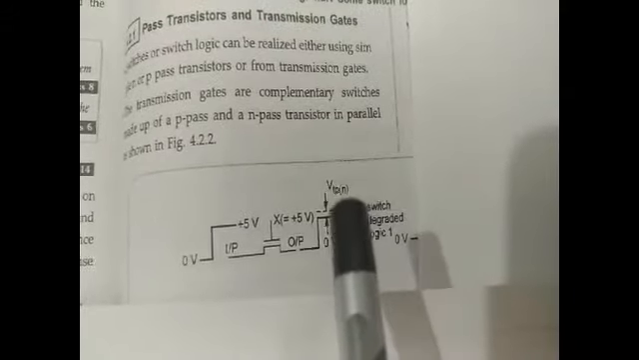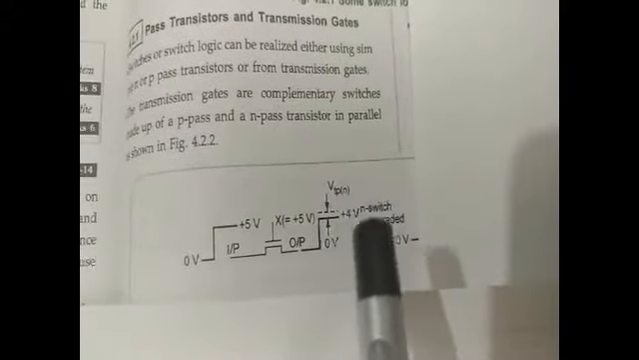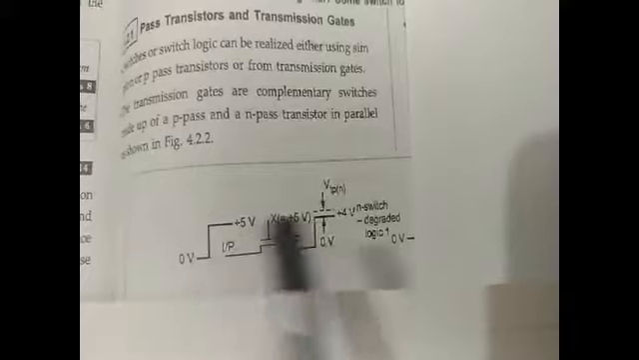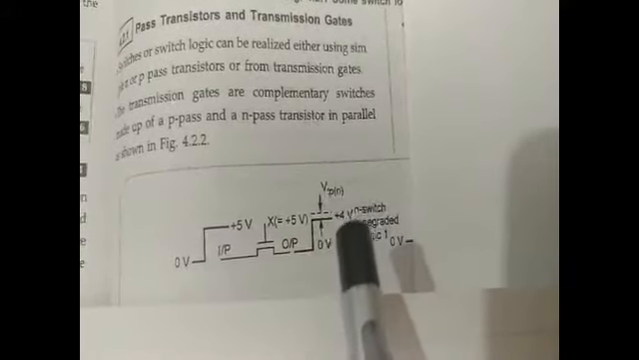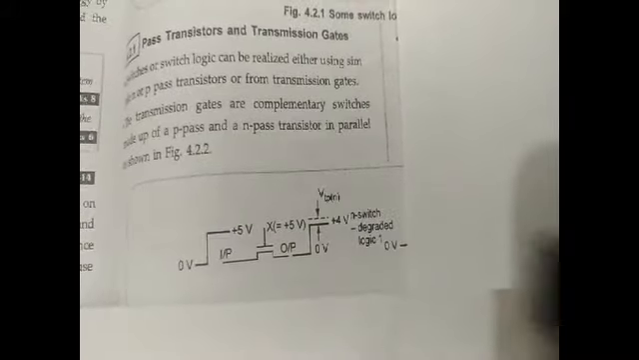Normally it will be a 0.1 or 0.2 threshold voltage. So whatever the input is, you will not get the exact voltage at the output. There will be a little bit of threshold voltage drop.